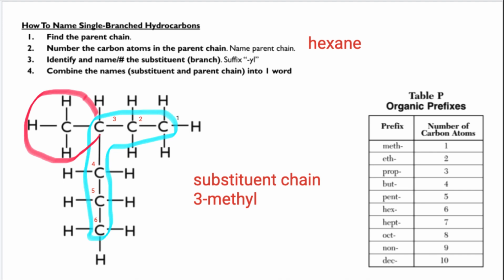So when I go to write the full name of my complete compound here, I'm going to write 3-methylhexane.